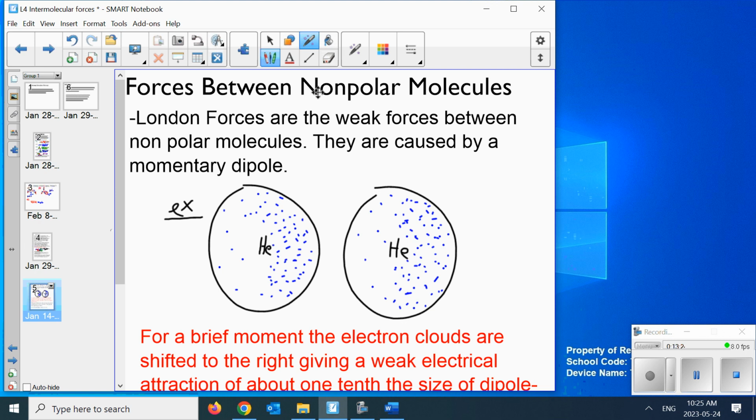Forces between non-polar molecules: London forces. It was my son, one of my three sons. London forces are the weak forces between non-polar molecules. They're caused by a momentary dipole. So there's no polarity, like when you have water, you've got a positive and a negative end. I'm using the simplest example, helium. You imagine for a brief moment, these electrons are just shifted to the right, just by random chance. They give a weak electrical attraction, about 1/10 the size of a dipole force.